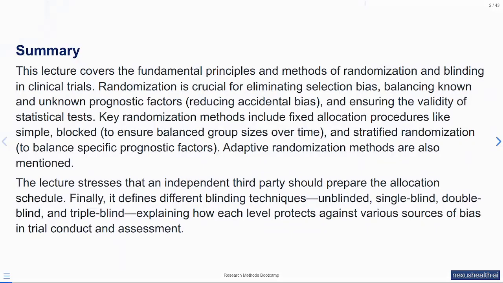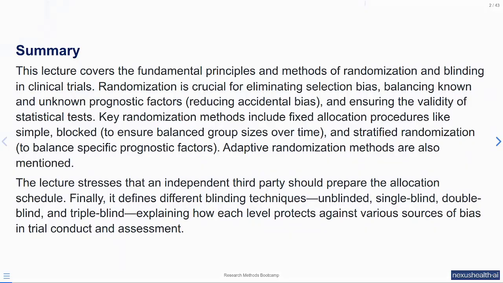This lecture covers the fundamental principles and methods of randomization and blinding in clinical trials. Randomization is crucial for eliminating selection bias, for balancing known and unknown prognostic factors, and also to ensure the validity of statistical tests.